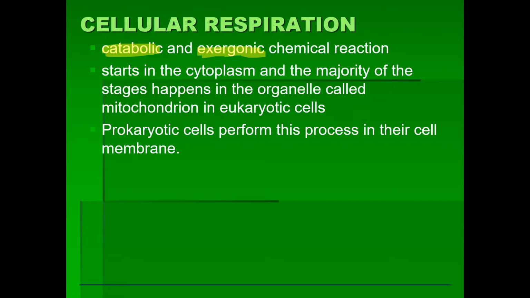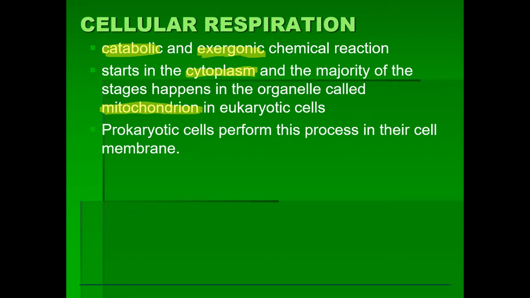Now, cellular respiration, class, starts in the cytoplasm of the cell. Take note of that. It starts in the cytoplasm of the cell, and the majority of the stages happen in the organelle called mitochondrion for eukaryotic cells. So later on, we will discuss the structure of mitochondrion, as well as the different stages of cellular respiration. We will try to relate it to the structure or parts of the mitochondrion.